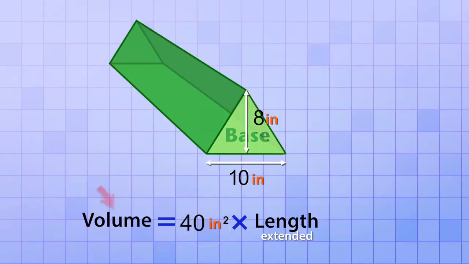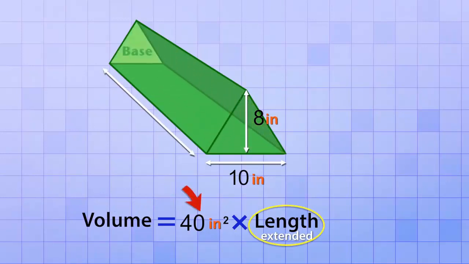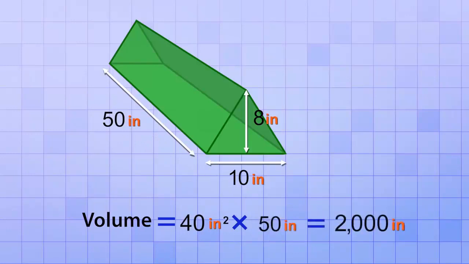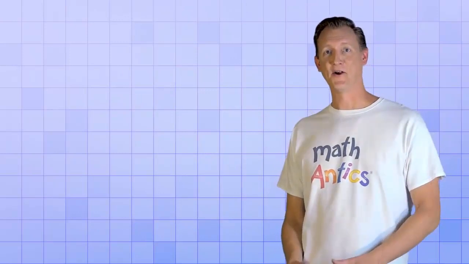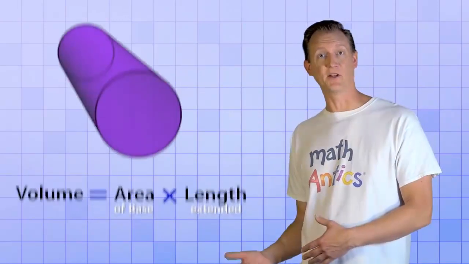Now all we have to do to find the volume is to multiply that area by the length that it was extended. We're told that the length is 50 inches, so we multiply 40 inches squared by 50 inches and we get 2,000 inches cubed. That's the volume of this prism. All right, are you ready to try finding the volume of the cylinder now?